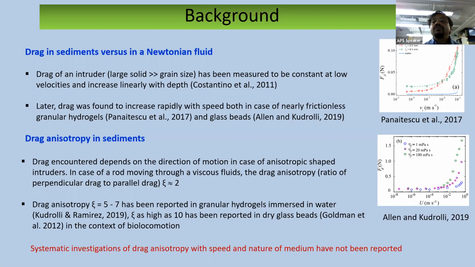Now we discuss the drag anisotropy in sediments. Drag anisotropy is the ratio of the perpendicular drag to the parallel drag. In the case of a rod moving through viscous fluids, this drag anisotropy was found to be 2. In the case of dry granular particles, the drag anisotropy was as high as 10. Then in our group, it was found that for granular hydrogels immersed in water, the anisotropy becomes 5 to 7.